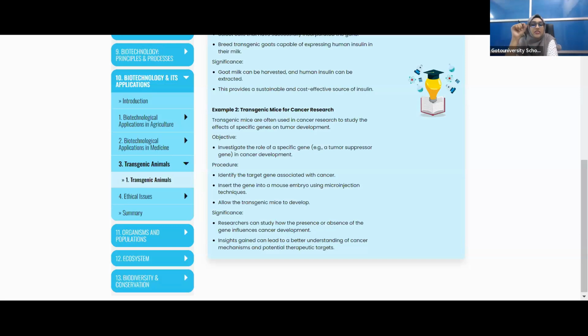And this is another different technique, the microinjection technique. Using a microinjection, a thin needle, we are inserting the gene in the mouse embryo. Then we will allow that transgenic mouse to develop. When it develops, we study the influence on cancer development in the mouse. I hope it's clear. Is it clear?